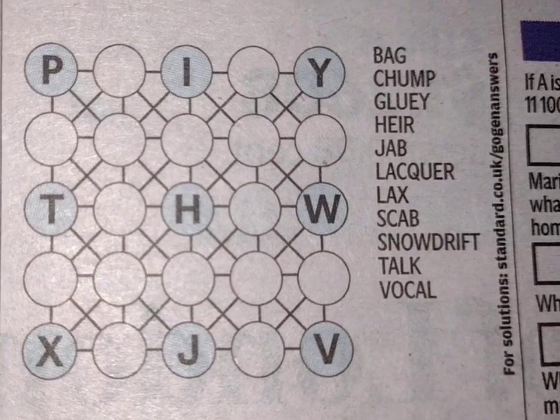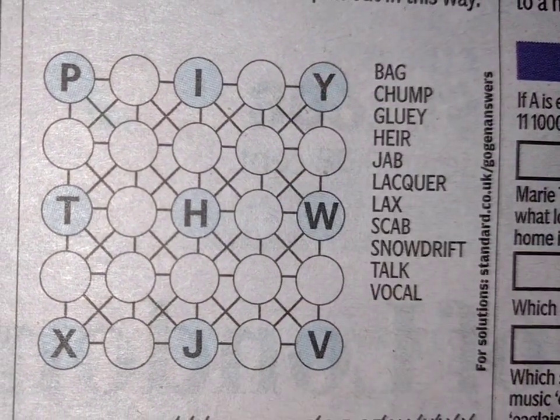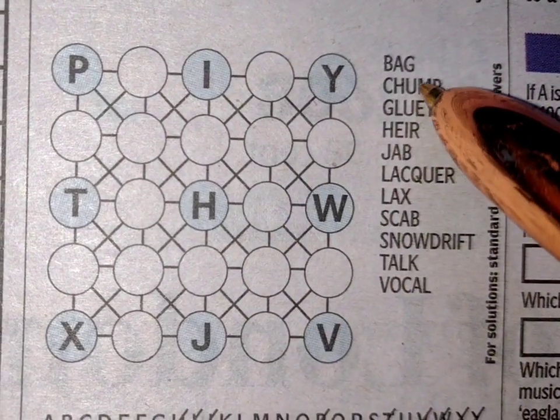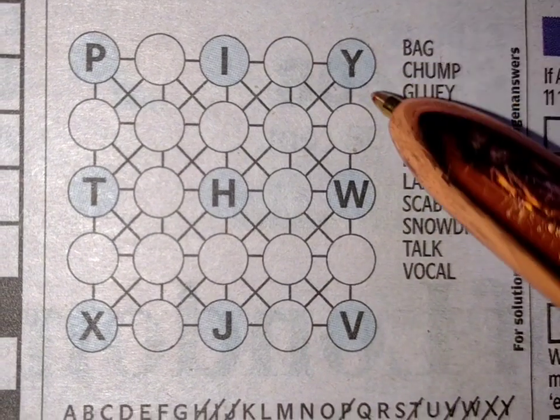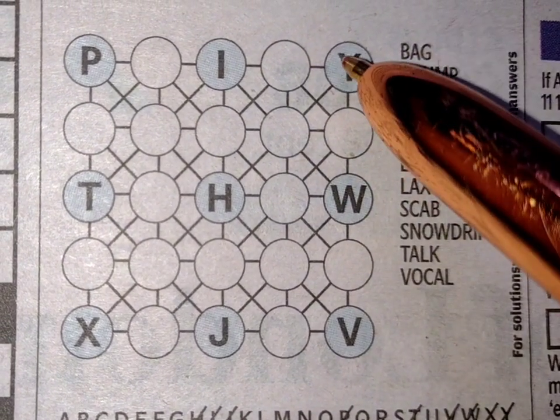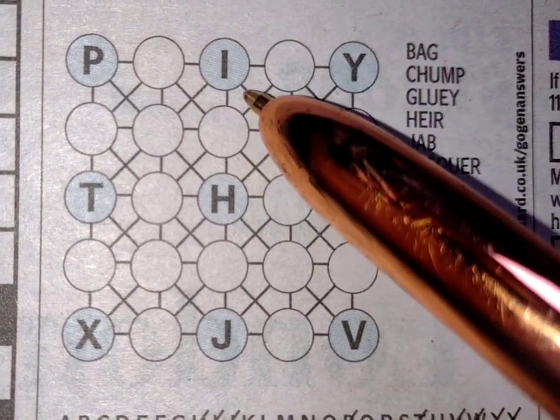A little Easter Gogen for you. I know people enjoy watching this, and it's an interesting logic problem. So you have to make these words go from square to square following along these lines.